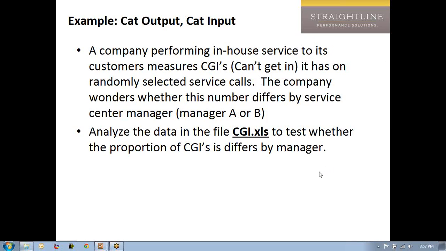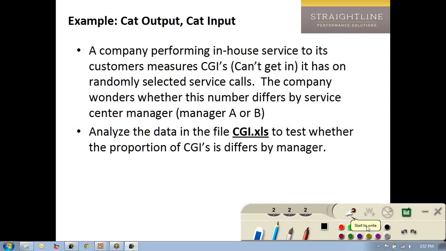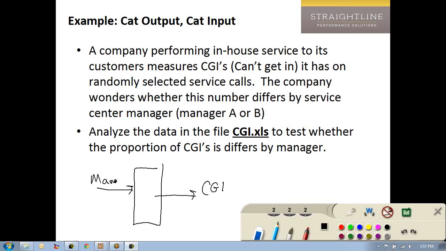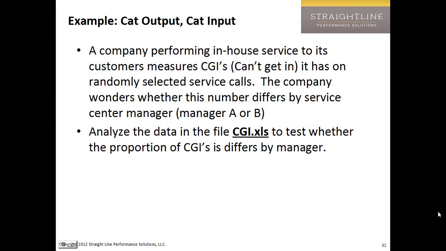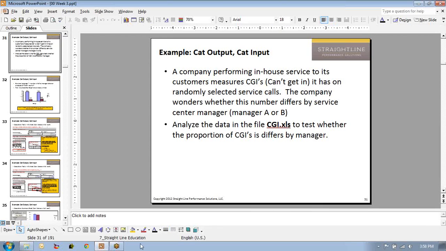If you're listening along, I'd like you to think of an example and draw your own box. You can hit the pause button and make that happen. I'm going to go ahead and draw this. Here we've got CGI, and here we've got manager, which is A or B, and they're both category variables. Okay, so that's the context that we've got. Hopefully you have your own example, and we'll move on. First of all, let's go ahead and do it in Excel statistics and see how that all works.